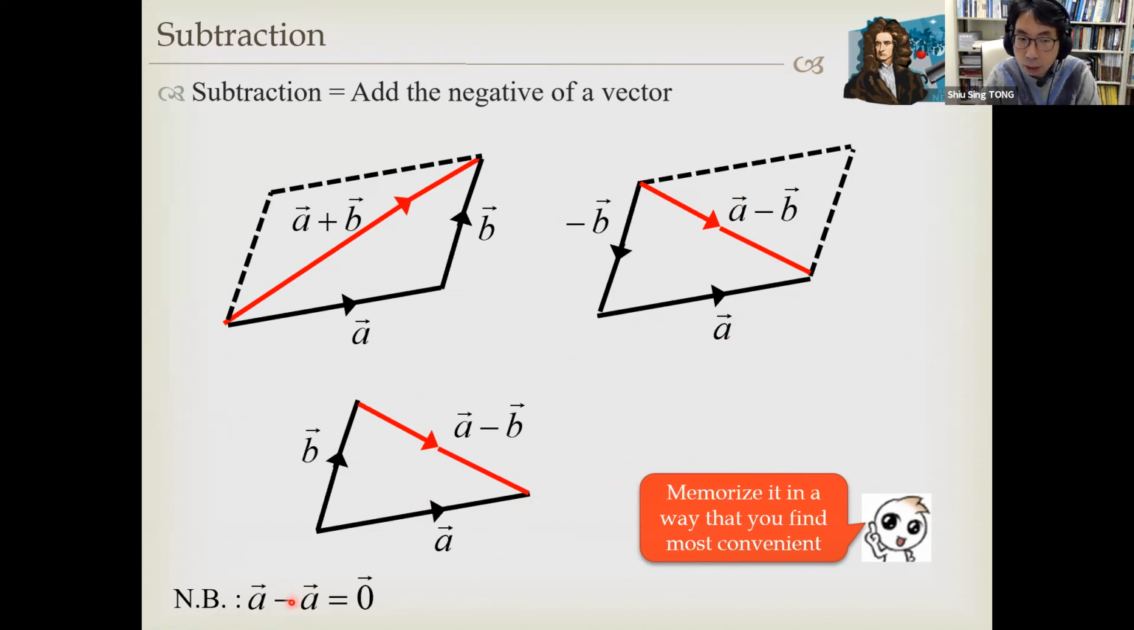And if I have A minus A, then of course the vector is 0. Here I usually use a vector sign above the 0 to denote that it is a vector, but in most situations we skip this vector sign. A minus A is simply 0.